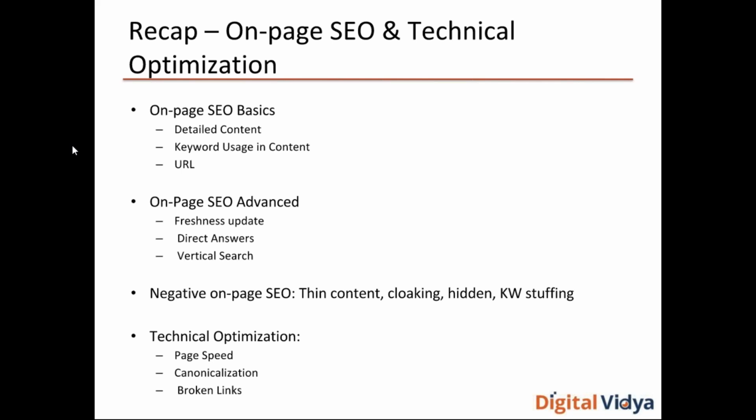Then hidden content. Never ever try to hide your content by coloring it similar to the background color, because if you do that, your content will not be visible to the user, but it will be visible to the bot, and that is another form of cloaking. And don't stuff keywords. Just for the sake of search engine optimization, don't have only keywords in your content. Your overall content should be sensible. So wherever possible, add keywords only at those places.